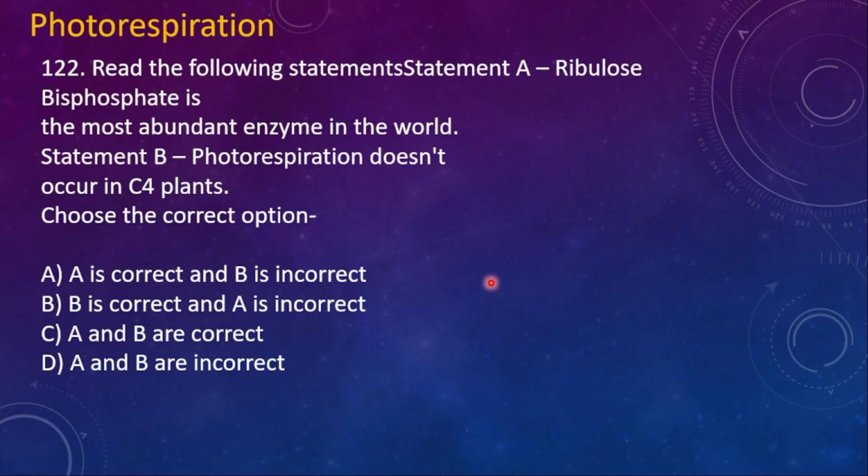Very easy. Now next about the photorespiration. 122. Read the following statements. Statement A. Ribulose bisphosphate carboxylase is the most abundant enzyme in the world. Correct. Statement B. Photorespiration doesn't occur in C4 plants. So here the right option is option C. Both are correct.